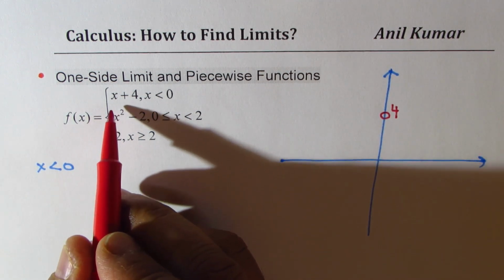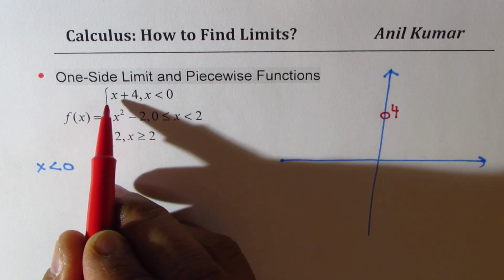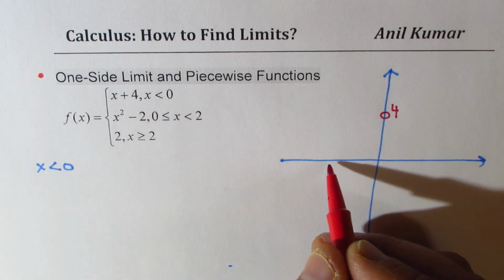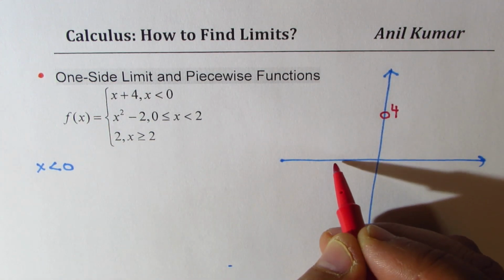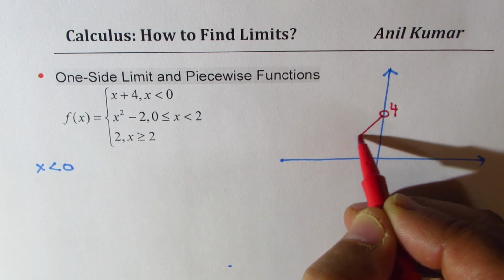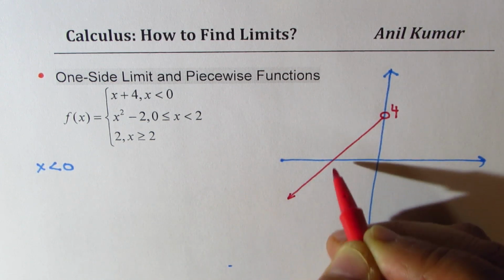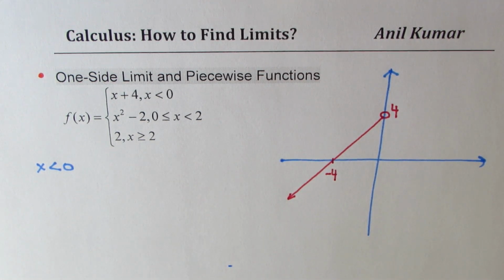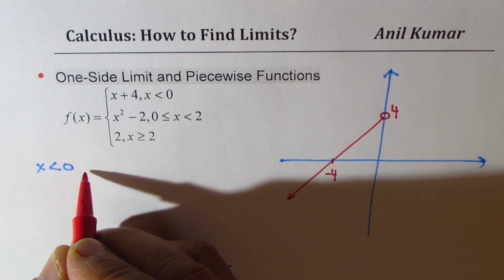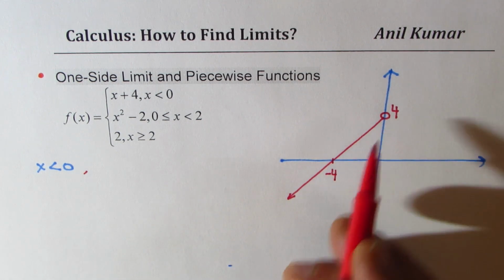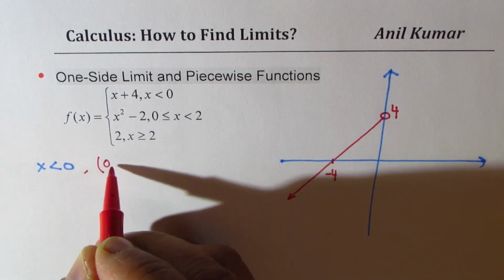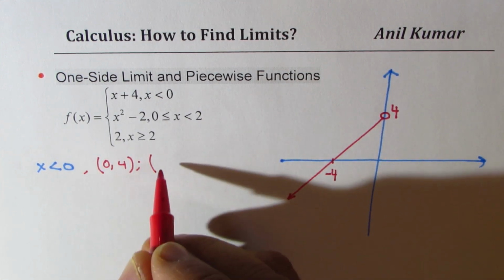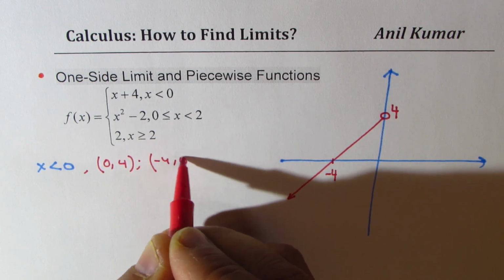To draw the line, I have to take some other point also. If I take minus 4, then I get 0 for this function. So joining that, I get a line. So this is how I could draw this function where this point here is minus 4. Is that clear? So we took 2 points here, which is a hole at 0 and 4, and the other one which we took was at minus 4, where the function is 0.